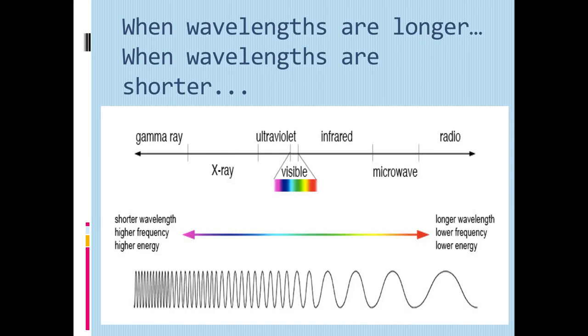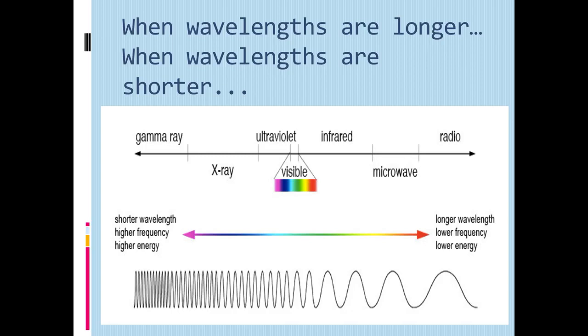So now they flipped it. They put radio on the right, gamma on the left, but the information is still very, very important. As you're moving from the right to the left, you have radio, microwave, infrared, and in between infrared and ultraviolet, you have visible. And look at the Roy G. Biv in full effect. You have red, orange, yellow, green, blue, indigo, violet.